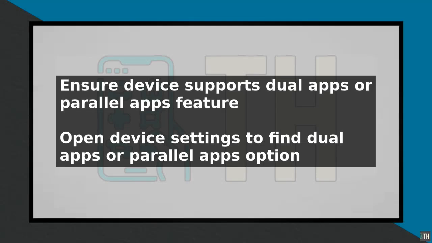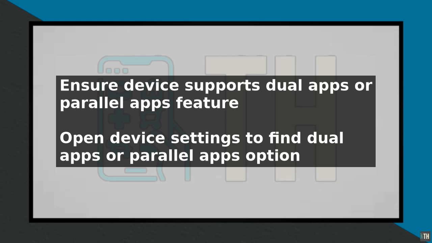To activate two WhatsApp accounts on one WhatsApp app, you will need to use a feature called Dual WhatsApp or Parallel WhatsApp, which is available on some devices. First, ensure your device supports dual apps or parallel apps, then follow these steps. Open your device settings and look for the Dual Apps or Parallel Apps option.